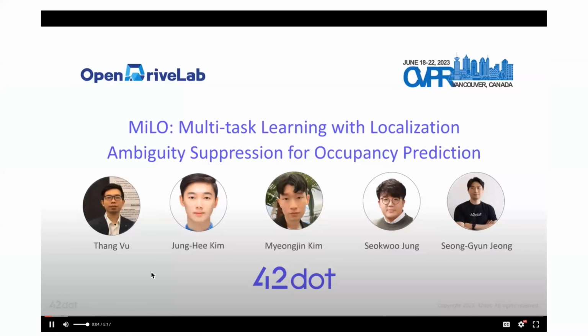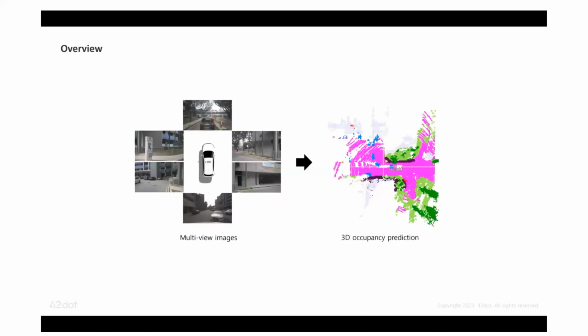Hello everyone, this is E2EAD, and my name is Tom. In this presentation, we would like to introduce our solution for the occupancy prediction challenge in the CVPR23 autonomous driving workshop. The title of my presentation is Multitask Learning with Localization Ambiguity Suppression for Occupancy Prediction. The task is to predict the occupancy state at a specific level given multi-view images.